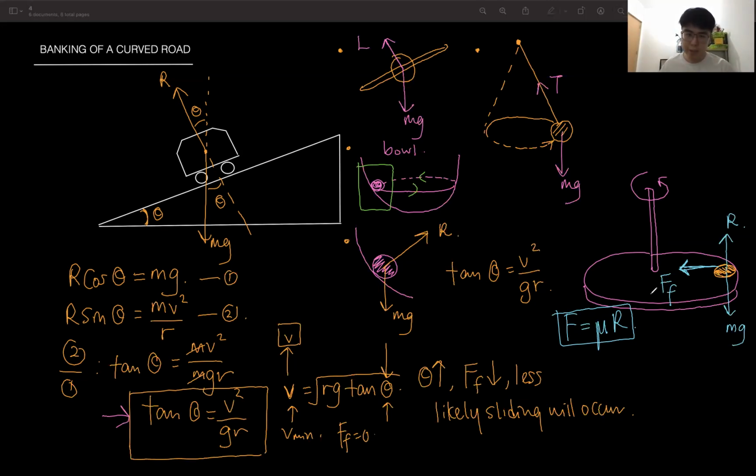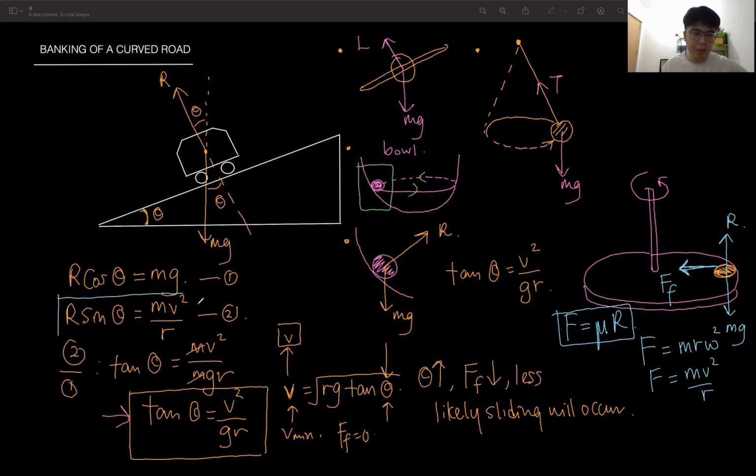Okay, so here for the coin, the centripetal force can be expressed as F equals mRω², or you can put it as mv² over r. And here the friction is the centripetal force. But for the car moving on the curved road, the centripetal force is different.